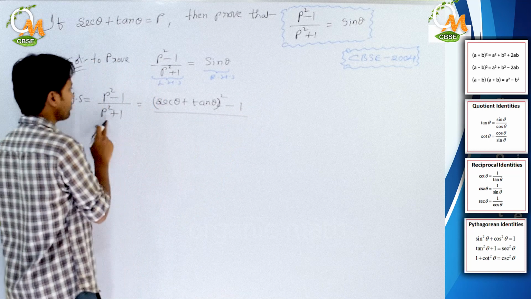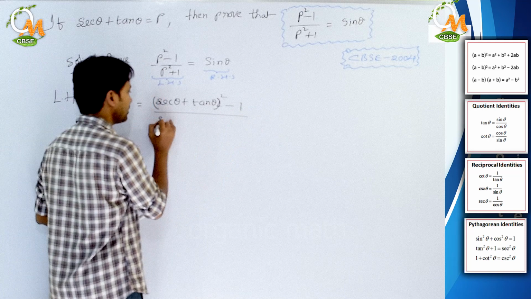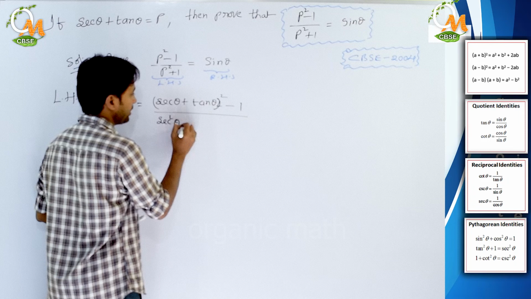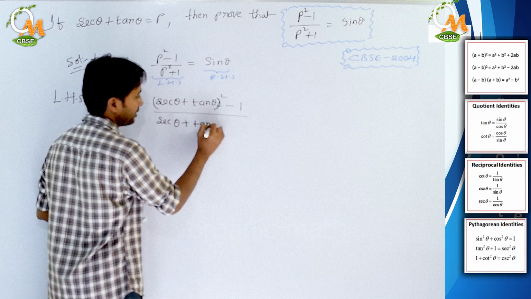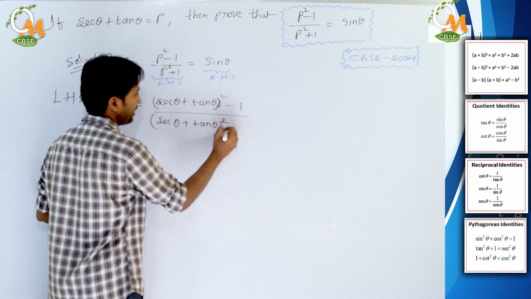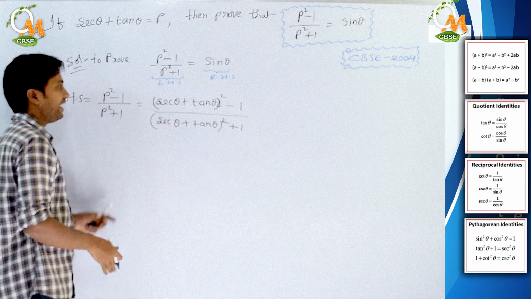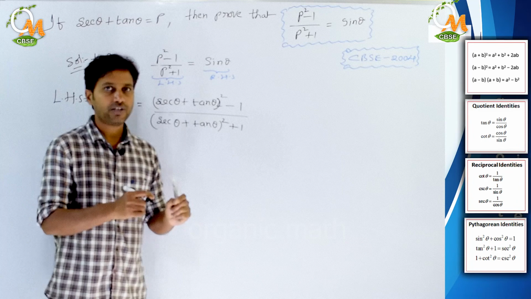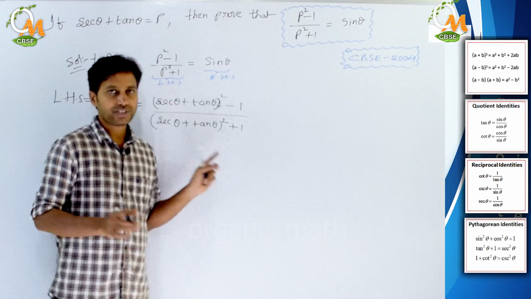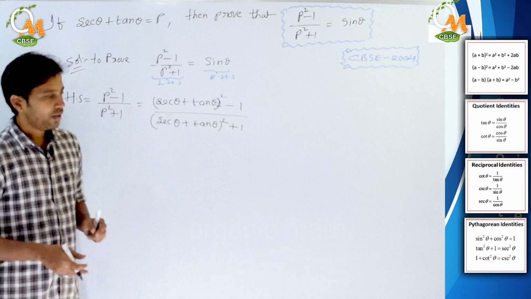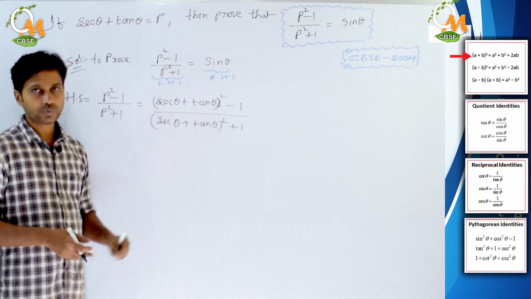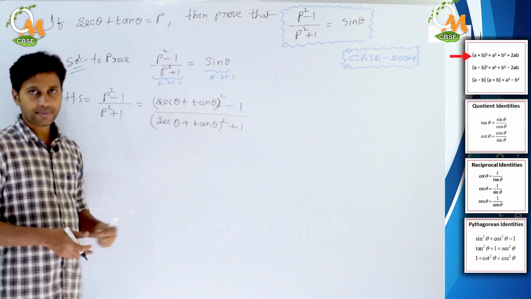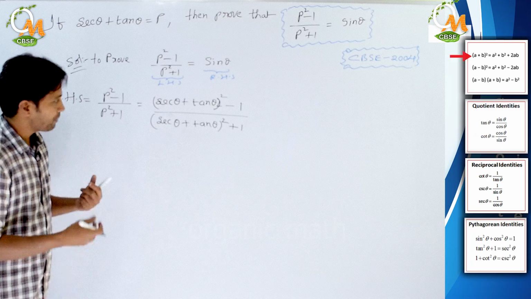Now again p square plus 1, what it is? Secant theta plus tan theta whole square, and this would be plus 1. What I did, I just have substituted the value of p and I wrote the expression. That's it. Now what did you observe in the numerator part? This is in the form of what? A plus b whole square, and here denominator also same expression is given, so we can expand it or not?